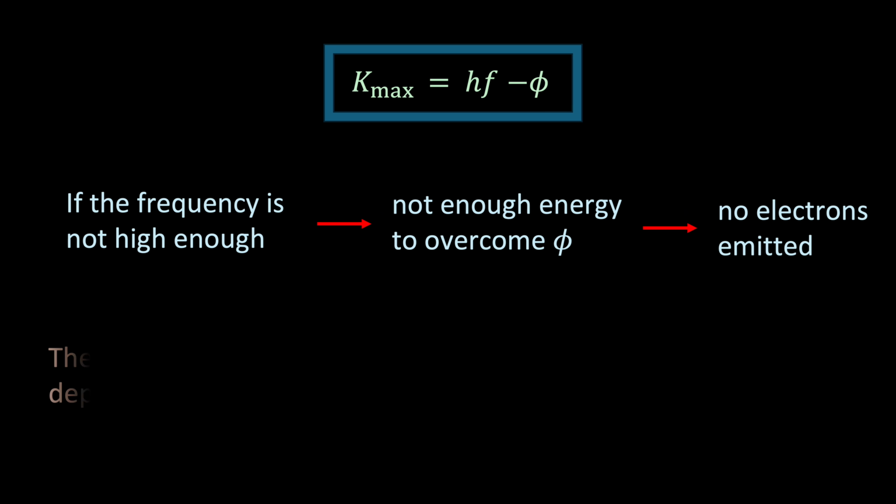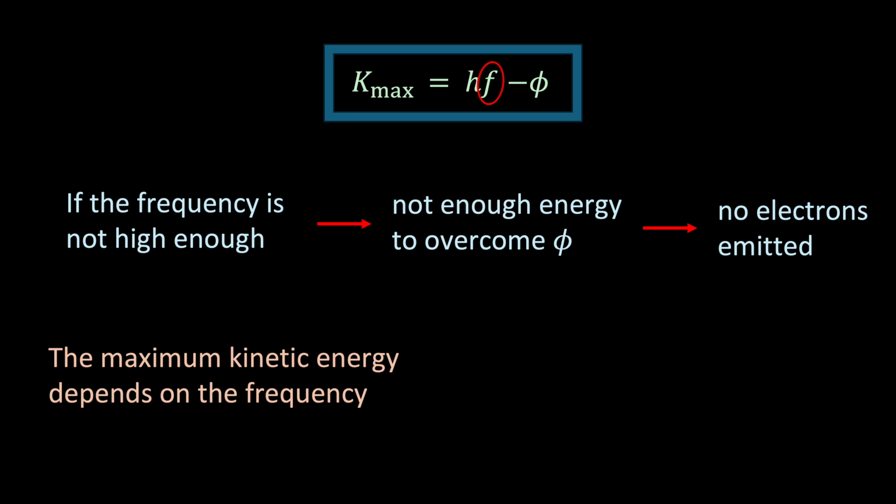It also explains how the maximum kinetic energy depends only on the frequency and not on the intensity. And it also explains that from the photon perspective, light intensity simply relates to how many photons per second are incident on the surface. Provided the frequency is high enough, if you double the intensity, you double the number of photons and therefore the number of electrons emitted per second. And all of this can be tested experimentally.